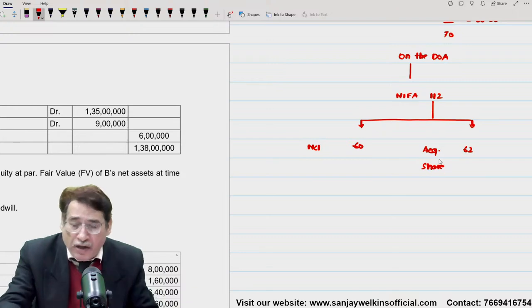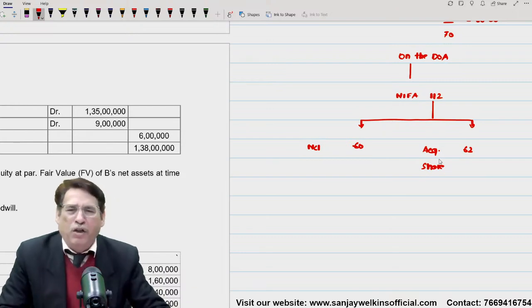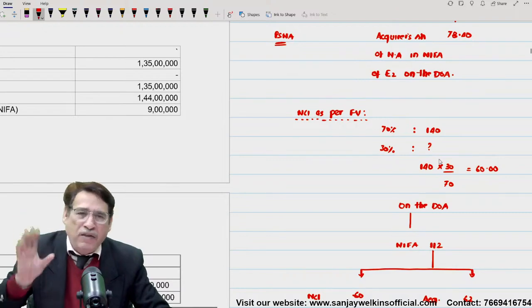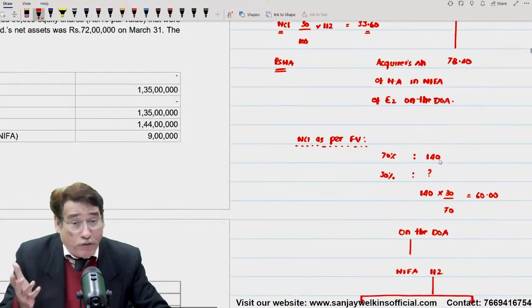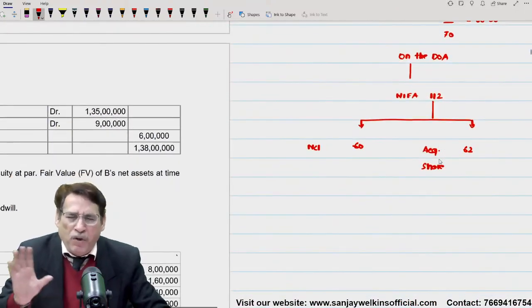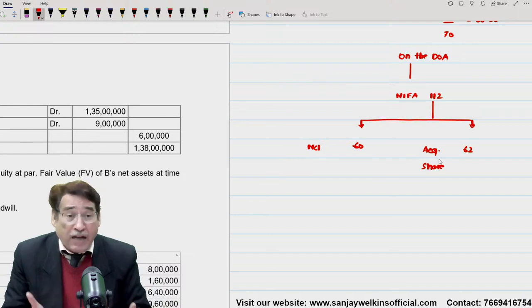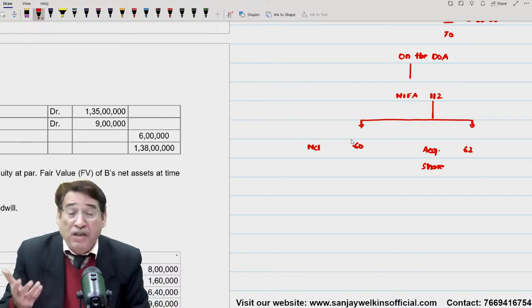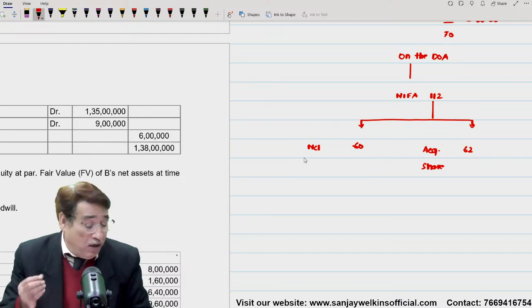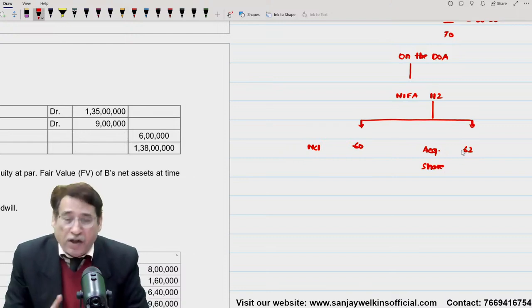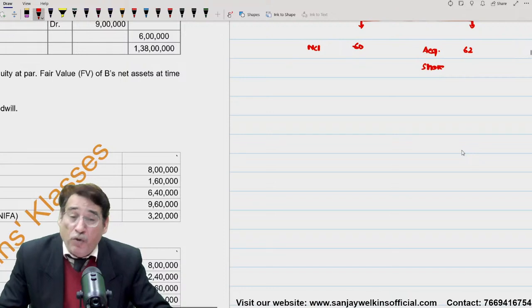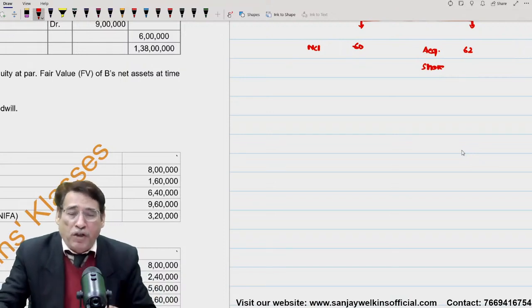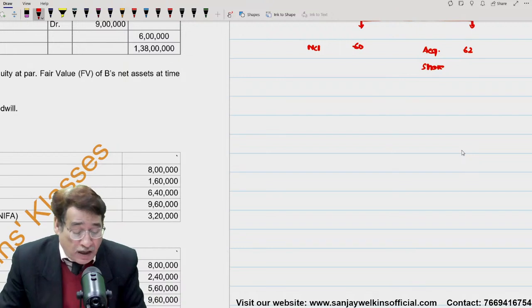However, we will see later on, and I will prove to you that ultimately whether you value NCI either at proportionate share of net assets basis or at fair value, it is not going to have any effect or impact. At this moment, you might be wondering, sir, in this case NCI value is quite high in comparison to the value of this one. I'm very sure about that. But as I will prove after some time, ultimately it is not going to have any effect. So there are two options available with respect to calculation of the NCI.